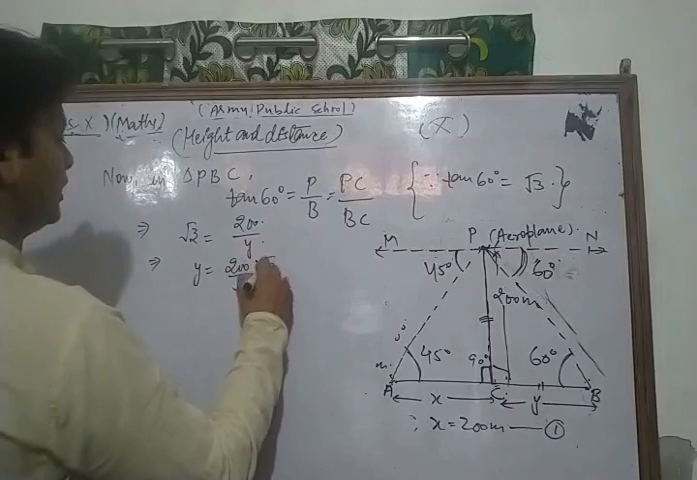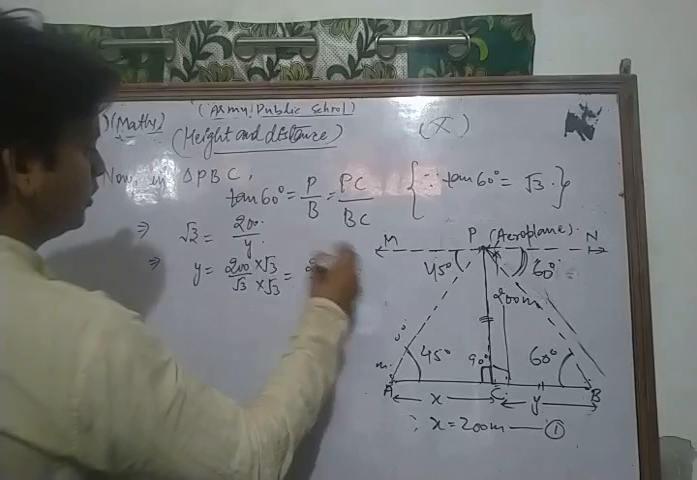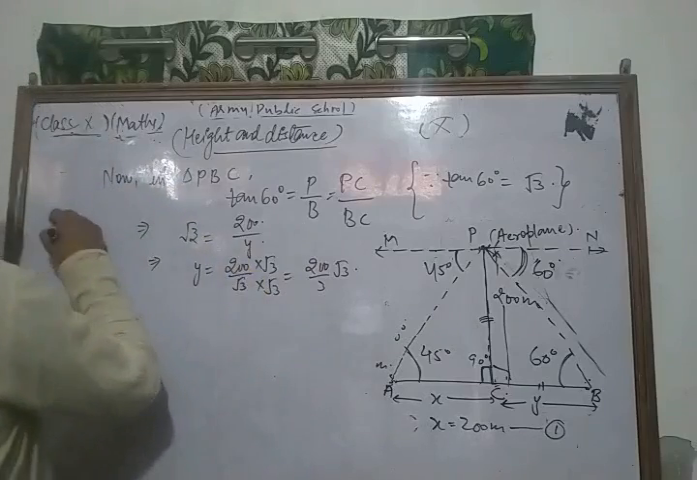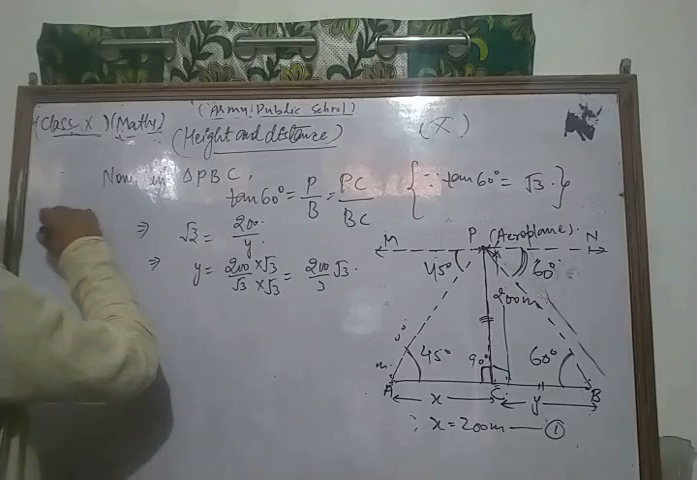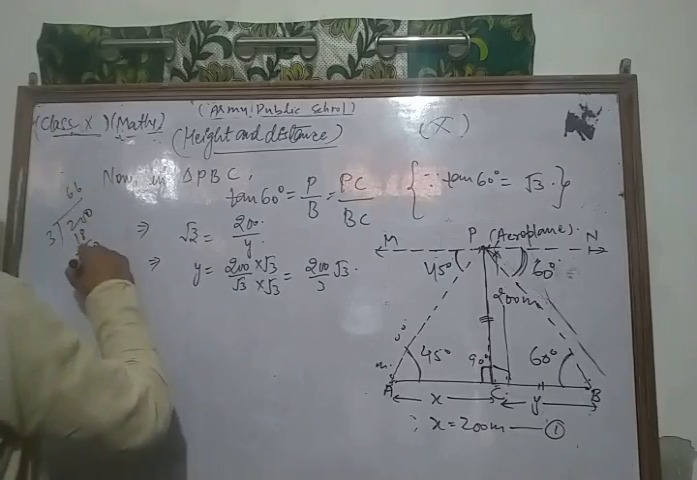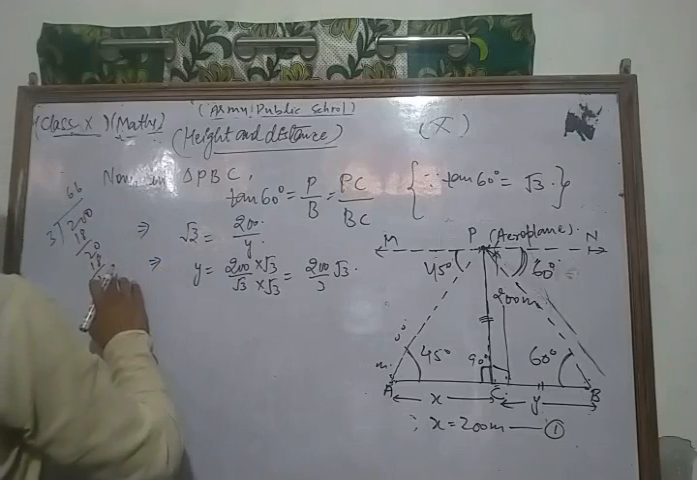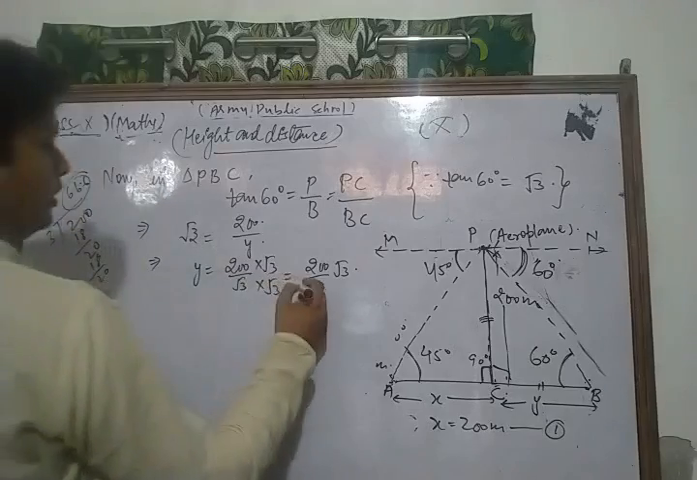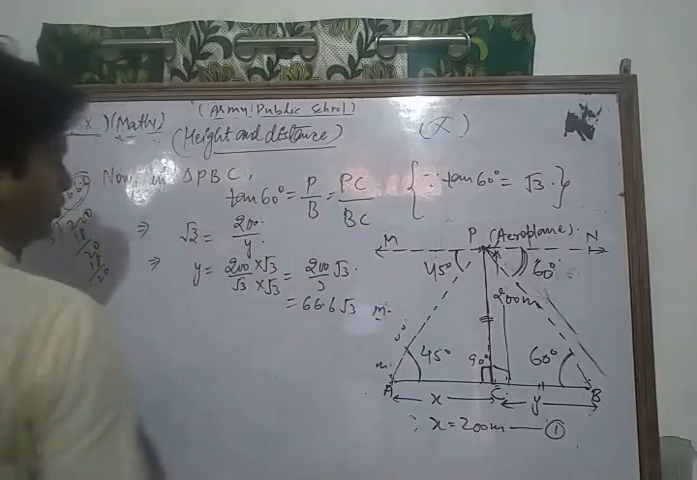So we multiply by root 3 in both the numerator and denominator, so we get 200 root 3 upon 3. Now we divide 200 by 3: 3 sixes are 18, carry 2, 0. So we get 66.6 into root 3 meter. This is the value of Y.